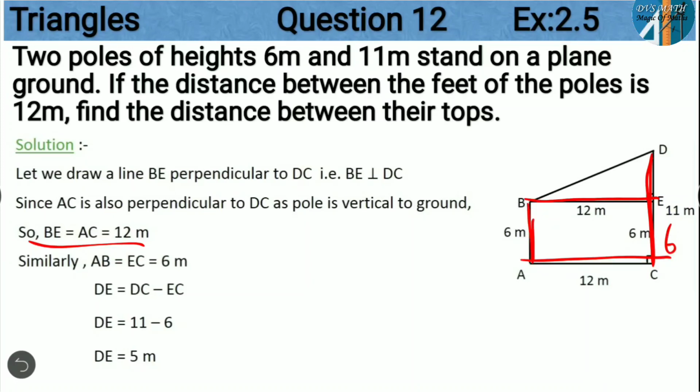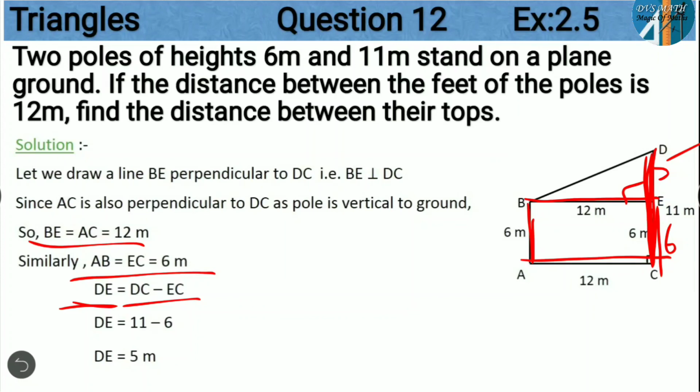If AB is 6 meter, definitely CE is also 6 meter. So just write that. AB is equal to EC is equal to 6 meter. Now if you want to find DE, you have to take DC minus EC. Just observe the figure. What is the total length of pole 2? That is DC, 11. What is EC? It is 6. So 11 minus 6, it is 5 meter. So what did you get here? 5. So now here E is 90 degree, right? So now BE is 12 meter, DE is 5 meter.